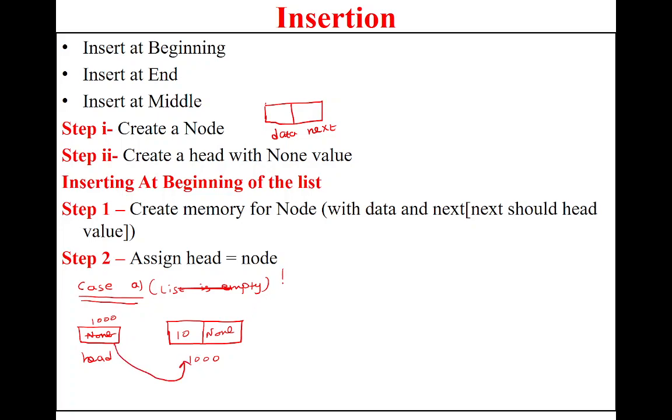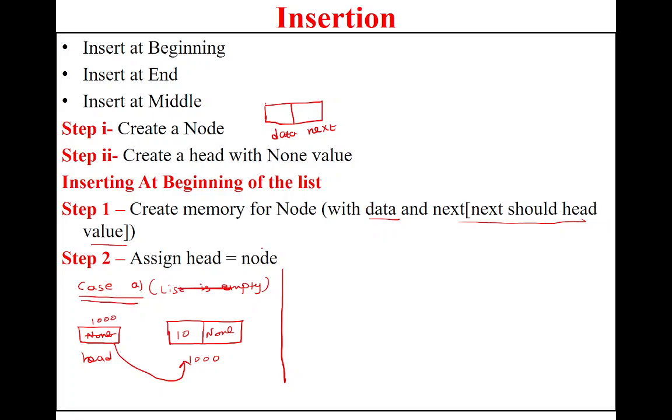So this is case A. When there is no node, just create a node, then assign the newly created node to head. This is what is given in the algorithm. Create a memory for the node with the data. Data is 10, and next should have the head value. What is the head value? Initially it is none, so none will come. So the node will be created with 10 and none.